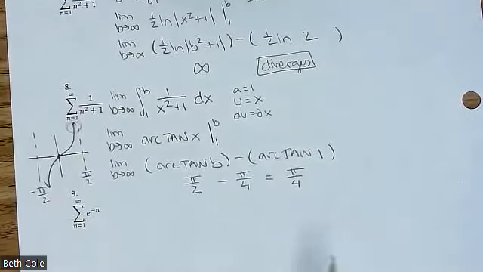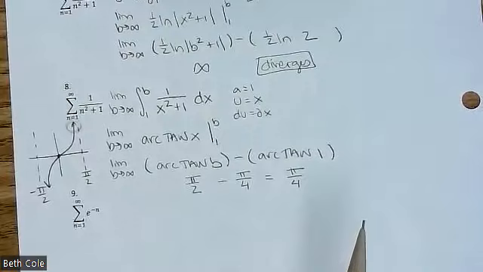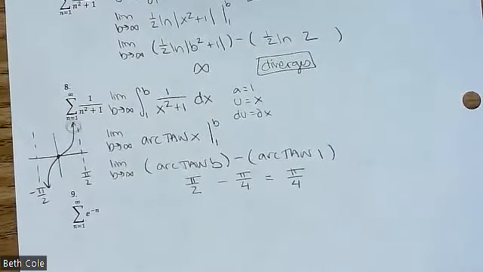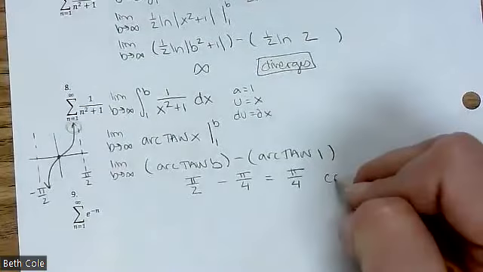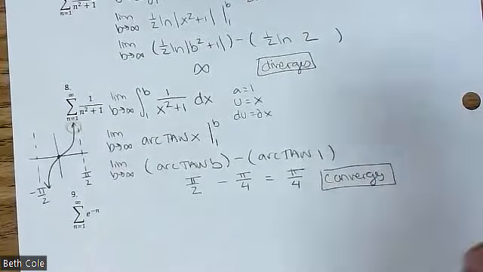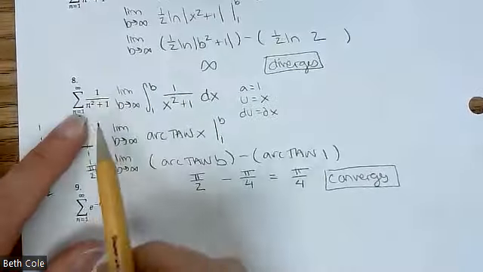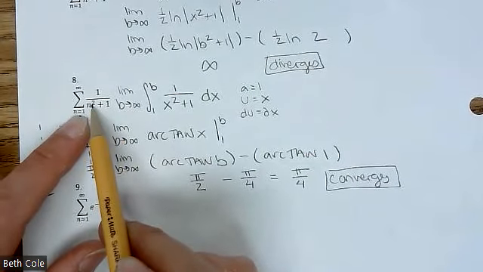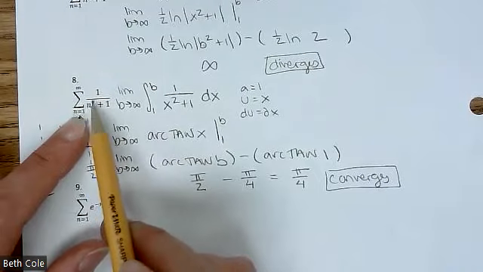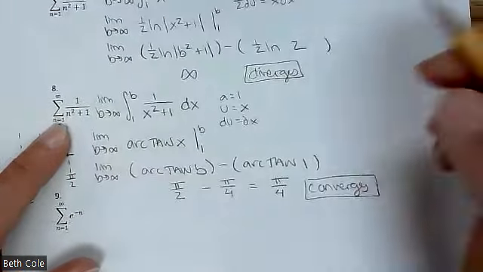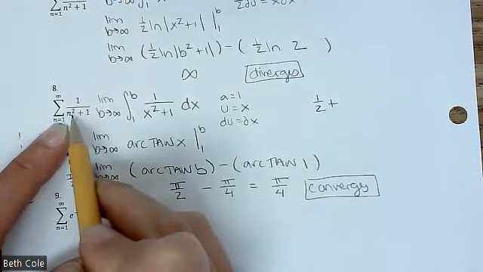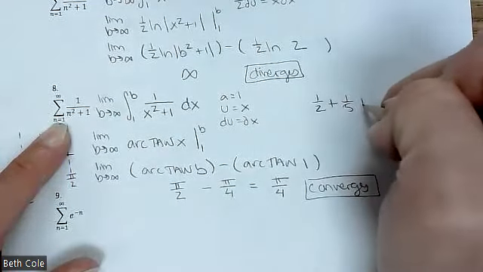So here's the conclusion. Since that came out to a number, pi over 4, a value, right? 3.14 over 4. Since that came out to a value, what do we get to conclude? Converges. But here is the big point that I need to get across. The series does not converge to pi over 4. The integral converged to pi over 4, but the series will converge to something larger than that. Let me show you why. If you start to generate the pattern here, humor me because you have to understand this. If you plug in 1, what are you going to get? 1/2. Plus, if you plug in 2, that'd be 1/5 plus dot, dot, dot.